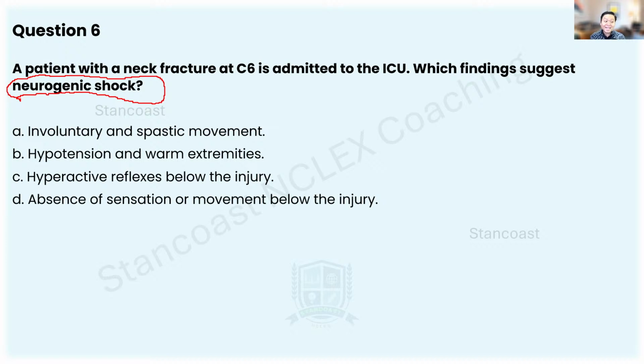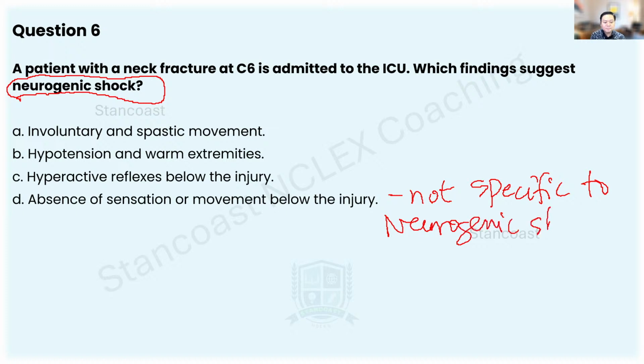It is indicating spinal cord injury, but does not specifically identify neurogenic shock. Not specific to neurogenic shock. I'm talking about the manifestation. It will not specifically help in the diagnosis of a neurogenic shock. This one, absence of sensations, very vague. Okay. What about letter C?